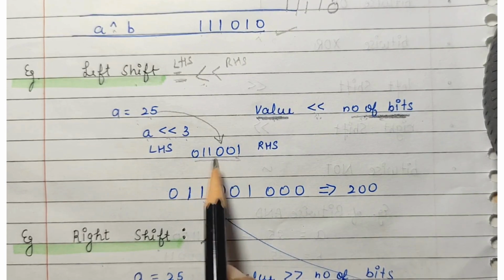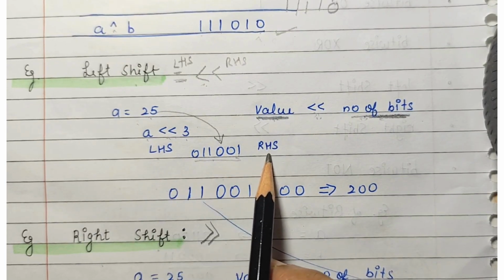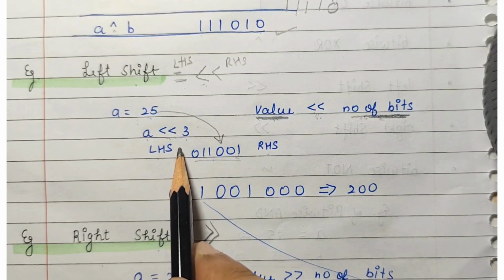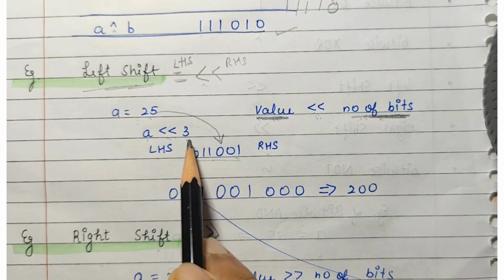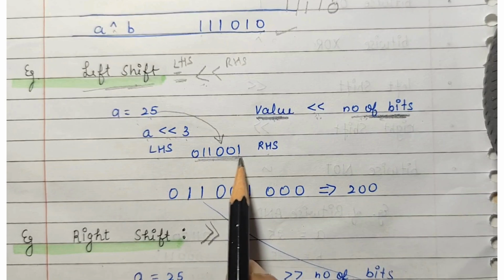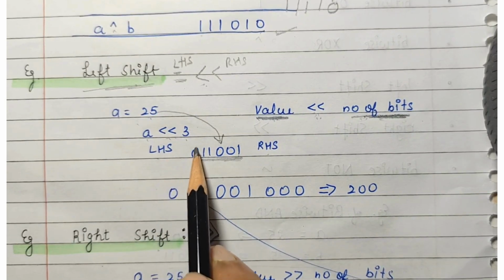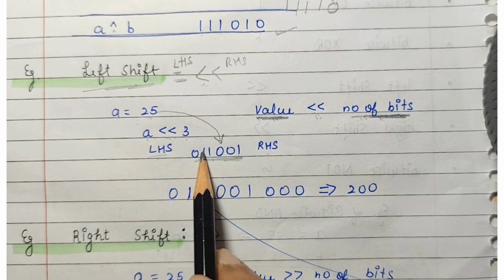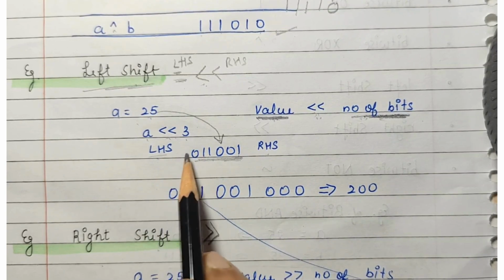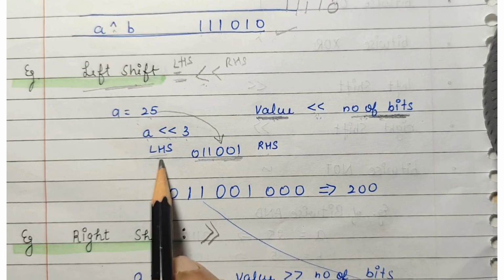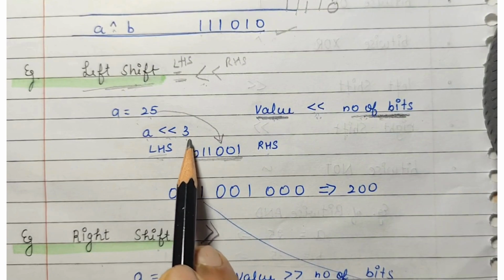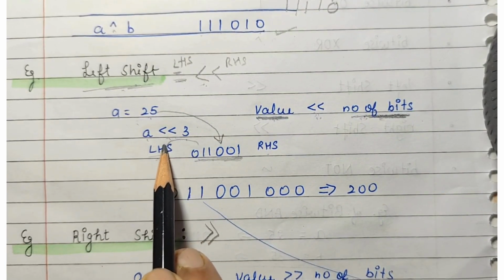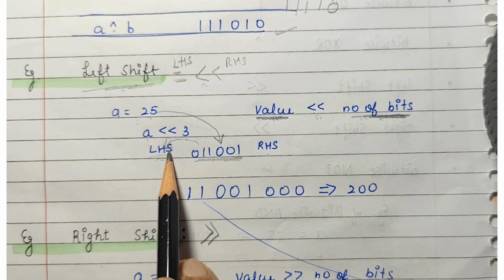Now this value has two sides, left hand side and right hand side. What we have to do is perform the left shift operation. It means the bits of this value are shifted to the left hand side, because this one is the left shift. So in the left shift, bits are shifted to the left hand side.